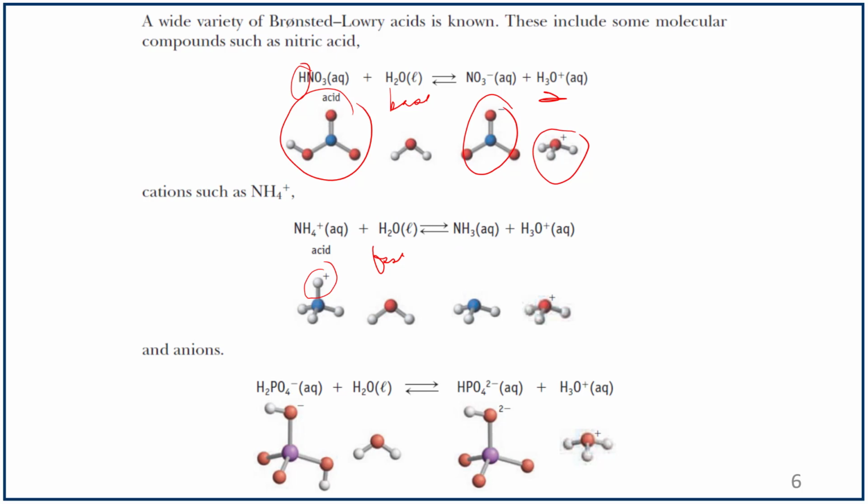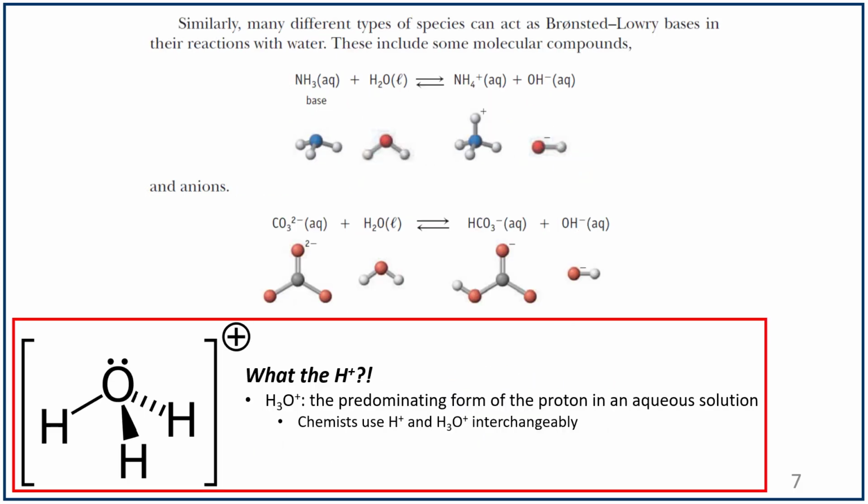And you can also have anions. Let's say, for example, H2PO4 minus. I forgot how to name this one. It can give up one of these protons. It actually has 2 protons available. It's a diprotic acid. We're going to look at diprotic acids next time. You can give up one of these protons to a base, such as water, and produce HPO4 2 minus and H3O plus.